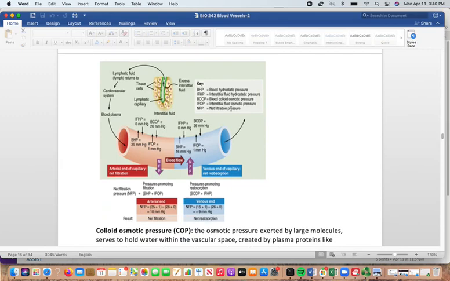So this picture here is going to show what is going on at the arterial end of a capillary and at the venous end of a capillary, and you can see the factors that are going to drive fluid in and out. So the cardiovascular system, excuse me, will put blood plasma in through the middle of the vessels.